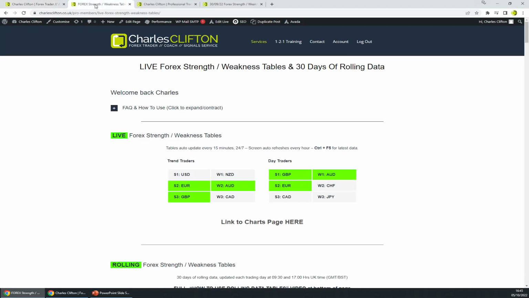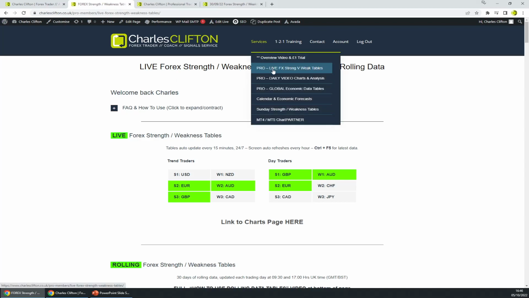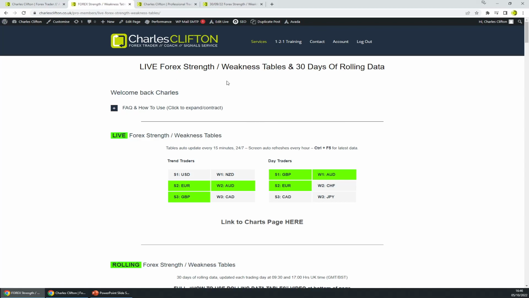Okay, so over to our Live Forex Strength Weakness Tables page. That's the top of the Pro listed. What you're looking at here are two tables. One is marked Trend Trader and one is marked Day Traders. Now each table gives you a list of the top three strongest and weakest currencies. Likewise, S1 to S3 for strong, W1 to W3 for weak. Okay, on two different time frames.